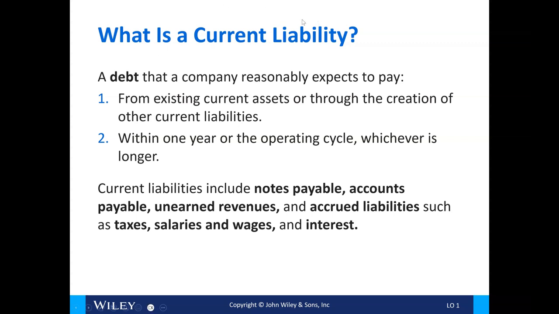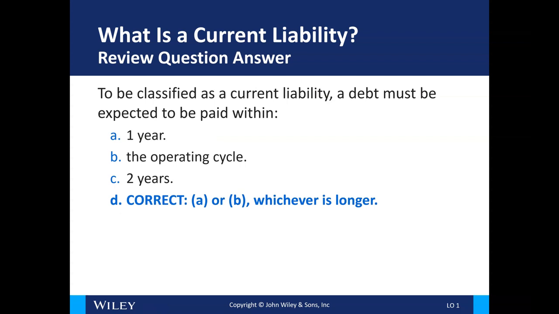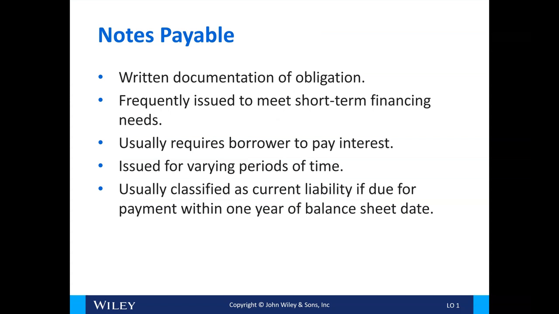A lot of this is notes payable, accounts payable, unearned revenues, accrued liabilities such as taxes, salaries, wages, and interest. So, to be classified as a current liability, a debt must be expected to be paid within A or B, whichever is longer. Notes payable, written documentation of obligation, frequently issued to meet short-term financing needs, usually requires borrower to pay interest, and you can do it for whatever time period works for you.